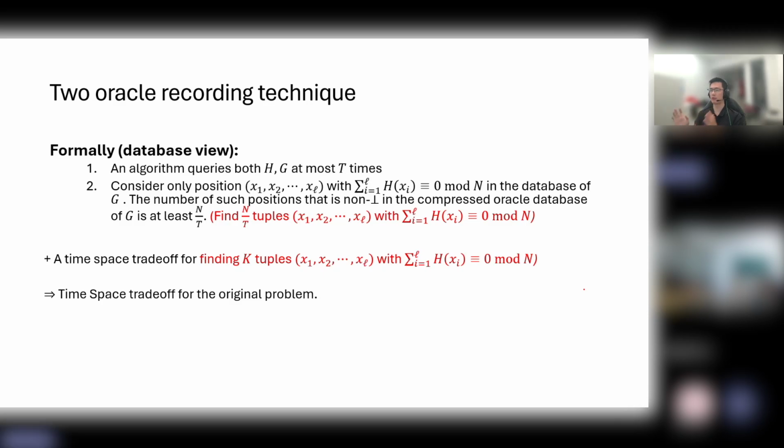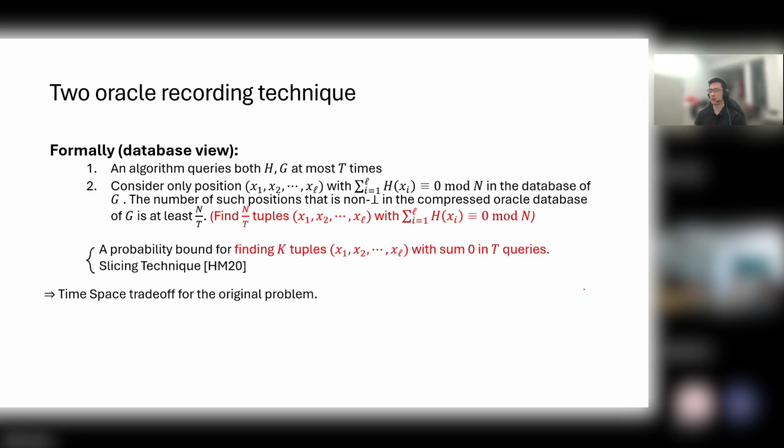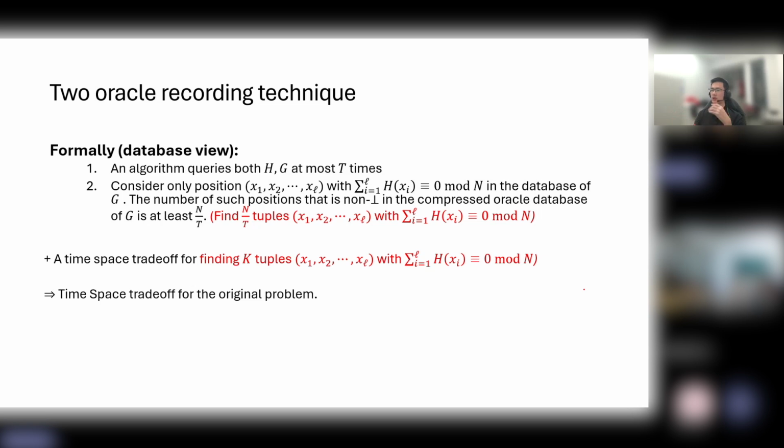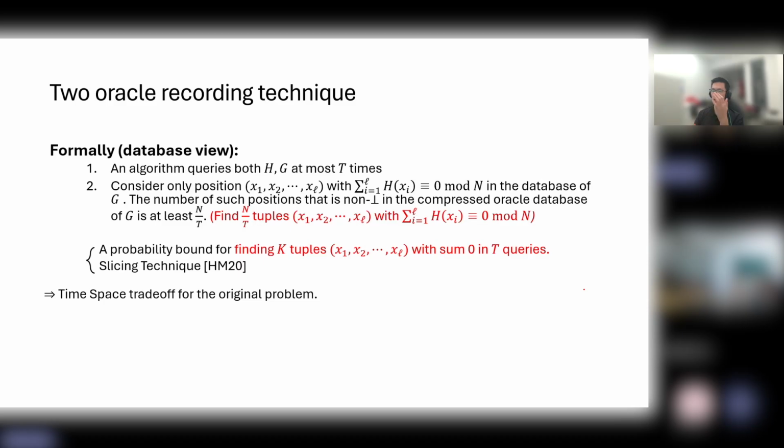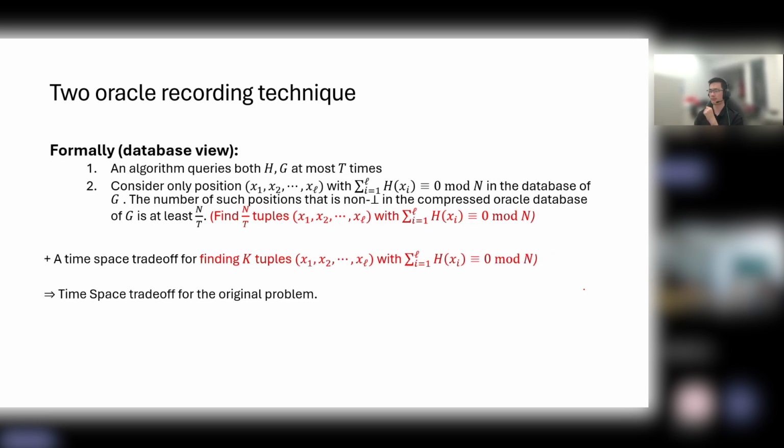So here is basically the formal reduction. This space-time trade-off for finding k tuples, we have discussed this before. It can be separated into two steps. The first step is to find a probability bound. By probability bound, I mean the probability that you can find k tuples with t queries. And combine this with the slicing technique, you get the space-time trade-off.